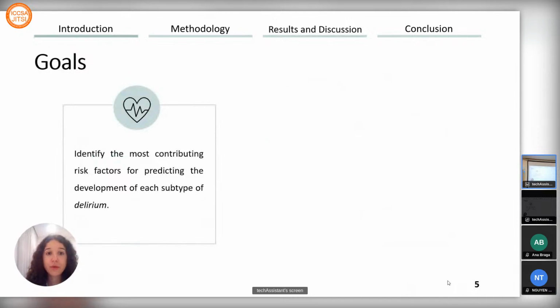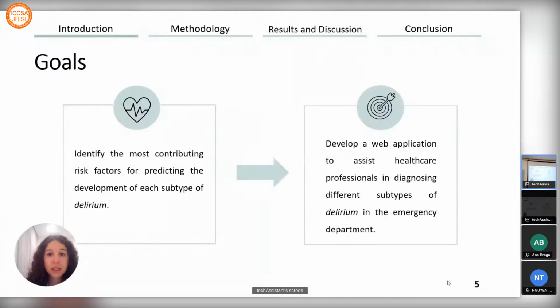Therefore, there is an urgent need for an effective tool to predict the occurrence of delirium and its subtypes to minimize the harmful consequences of this disease. In order to achieve a more accurate diagnosis, the aim is to determine which risk factors most often contribute to the development of each subtype and finally to develop an application based on the methodology of generalized linear models, specifically multinomial logistic regression, to assist health professionals in the diagnosis of delirium.